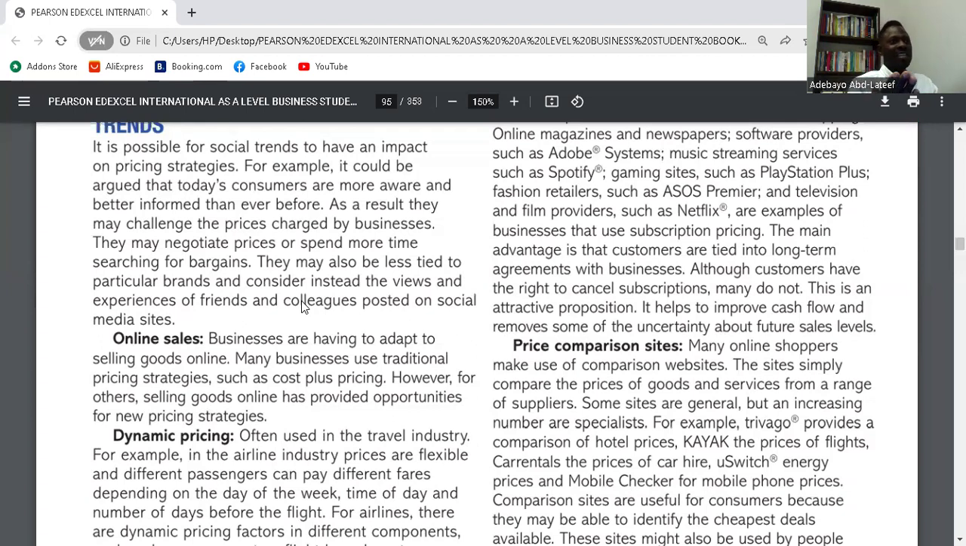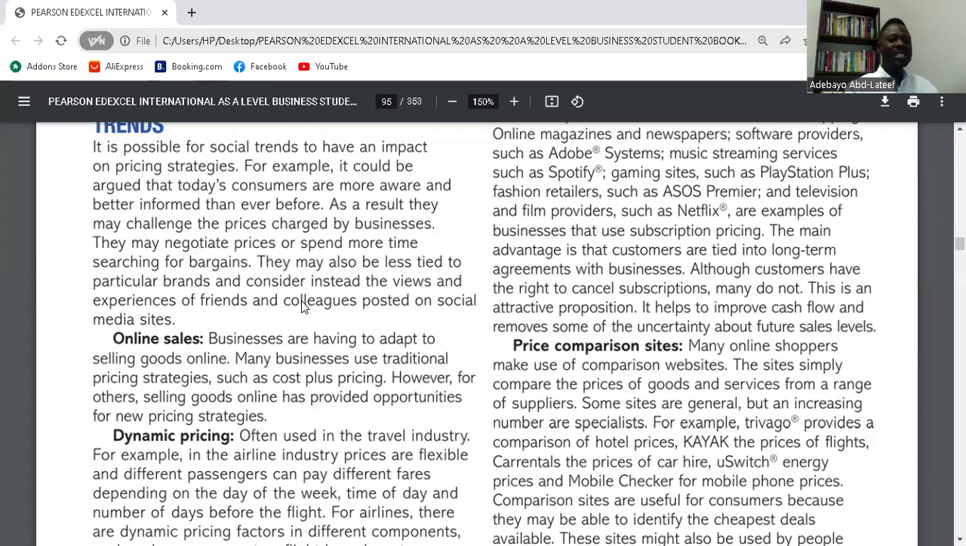They have knowledge about prices. They could go to different pricing websites to compare and contrast prices. So they challenge your price. As a result, it becomes difficult for you to charge a price that they are not willing to pay. So, as a business, you need flexibility to be able to charge based on the trends.